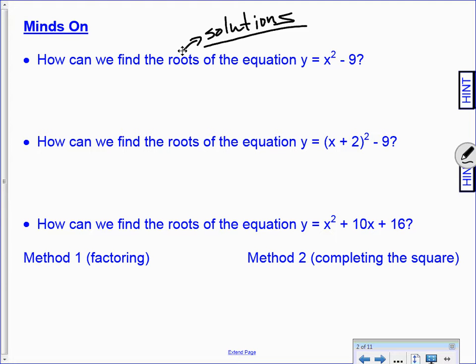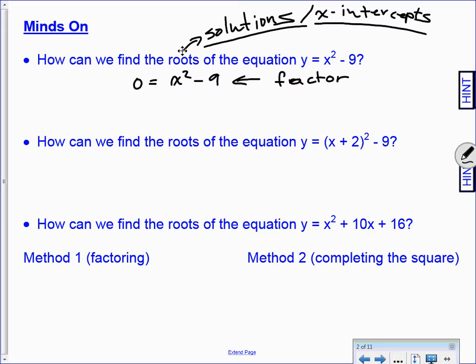Now, how can we find the roots of the equation x squared minus 9? If you're not sure about how to do that, first of all, the roots means solutions or x-intercepts. Now, if we're talking about solutions or x-intercepts, the first thing you're going to do is let 0 equal x squared minus 9. Then you're going to factor.